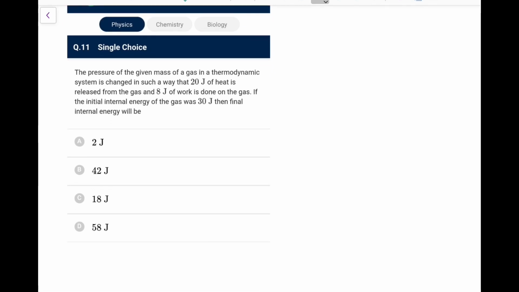The pressure of the given mass of a gas in a thermodynamic system is changed in such a way that 20 joule of heat is released from the gas. The Q is minus 20 joule from our convention. 8 joule of work is done over it means minus 8 joule. If the initial energy is 30, what would be the final?